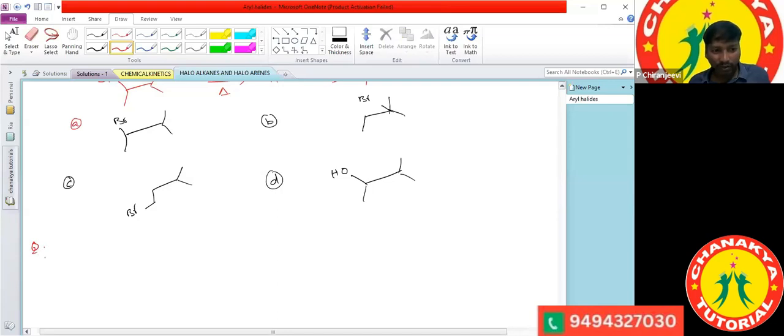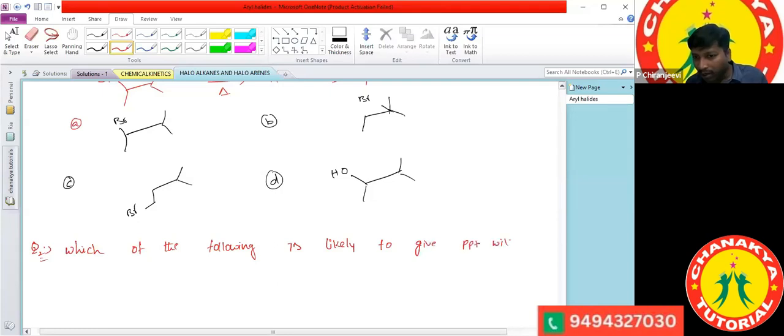Question number 2. This is also a 2019 JEE Mains level question, ma. Which of the following is likely to give a precipitate with silver nitrate, AgNO3? Options.